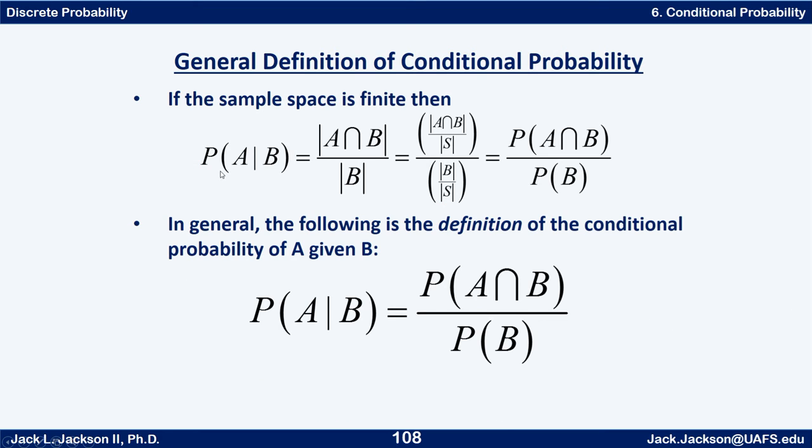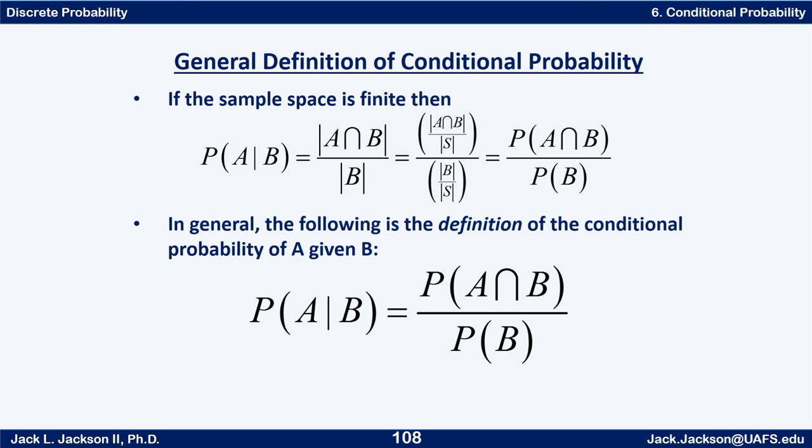Now, if the sample space is finite, then we've seen that the probability of A given B is the size of A intersect B over the size of B. Well, if we divide numerator and denominator by the size of the sample space, then the numerator becomes the probability of A intersect B, and the denominator becomes the probability of B. So even when it's not a finite sample space, we can still use the last version to make sense. And so we're not trying to divide infinity by infinity or something.